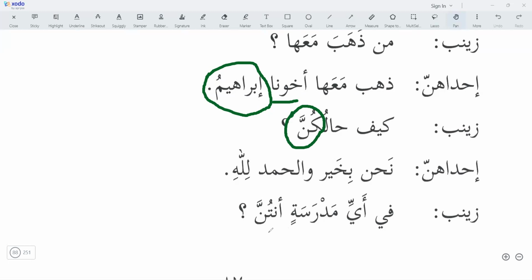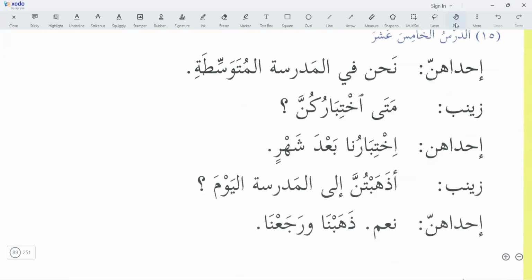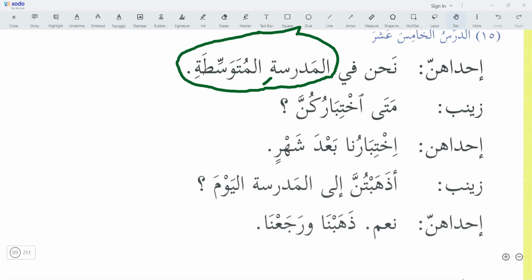Fi ayyi madrasatin antunna. Ayyi is mudaf, as we have learned in the last lesson, and because of the fi, it is majroor. Fi ayyi madrasatin, in which school are you? Antunna, you are. Fil madrasatil mutawassitati. We are in the middle school. Al madrasatil mutawassitati is not mudaf.